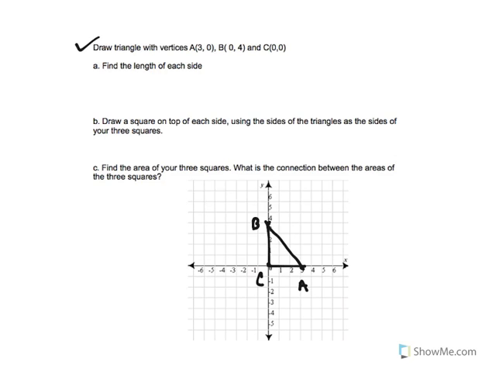Now, we need to find the length of each side. The length here is 3. I just counted. The length from C to B is 4. I just counted.